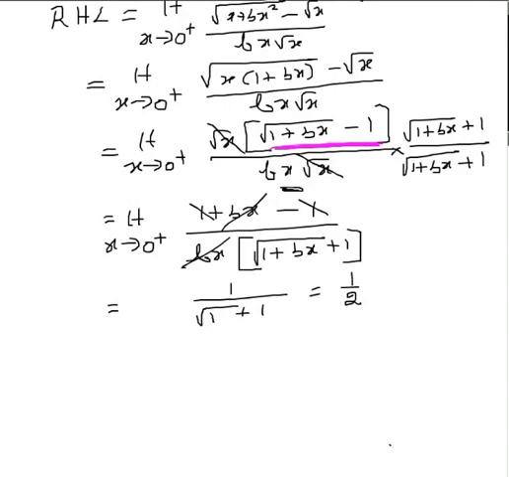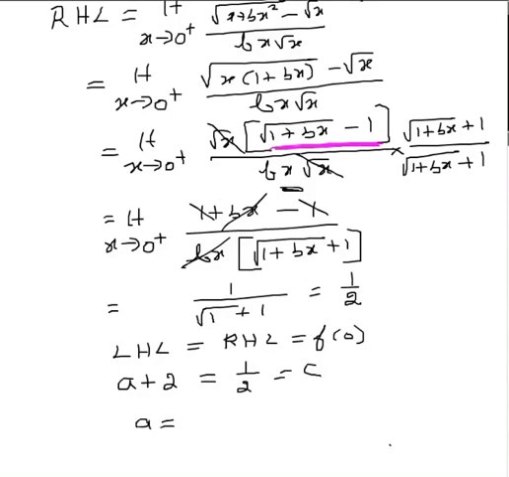Since the function is continuous, LHL equals RHL and equals f of 0. LHL answer is a plus 2. RHL is half and f of 0 is C. A is half minus 2. Half minus 2 is minus 3 by 2 and C value is half.